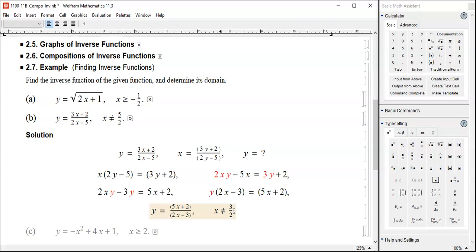Now, what is the probability you're going to see this kind of problem in the exam? More than half. Yeah, more than half. So this is a highly probable problem.